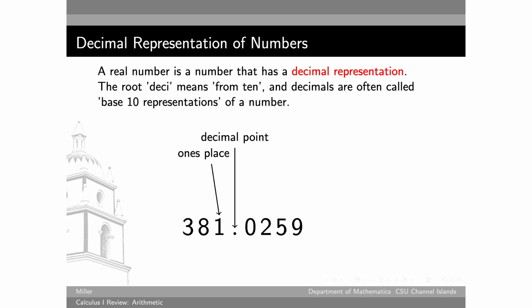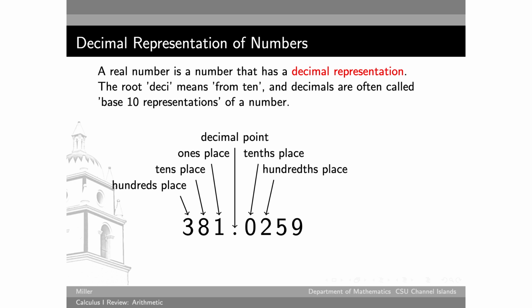That's a digit in the ones place. The numeral 8, that's a digit in the tens place. The numeral 3, that's a digit that's in the hundreds place. To the right of the decimal point, we have the numeral 0, that's in the tenths place. We have the numeral 2, that's in the hundredths place. We have the numeral 5, that's in the thousandths place. And we have the numeral 9, that's in the 10,000ths place.